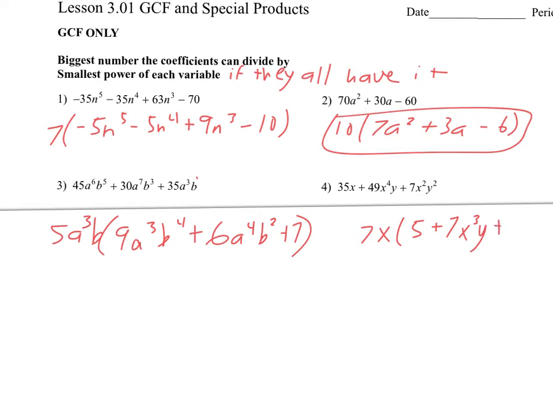All right, and then this one, the 7 is gone, so I'm not even going to write that one. You could write a 1 there if you wanted to, but since I have the variables, I don't really need it. X squared divided by x is just x, and then the y squared is going to stay there.